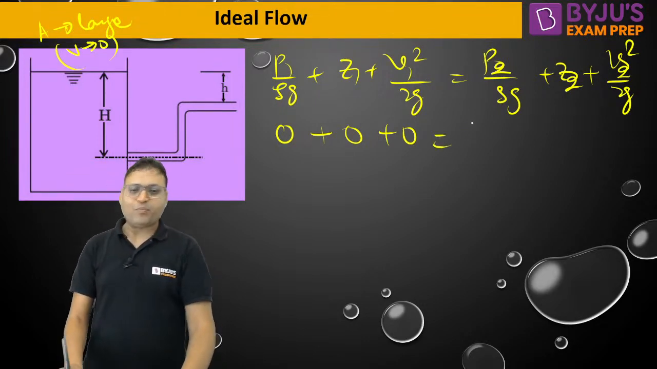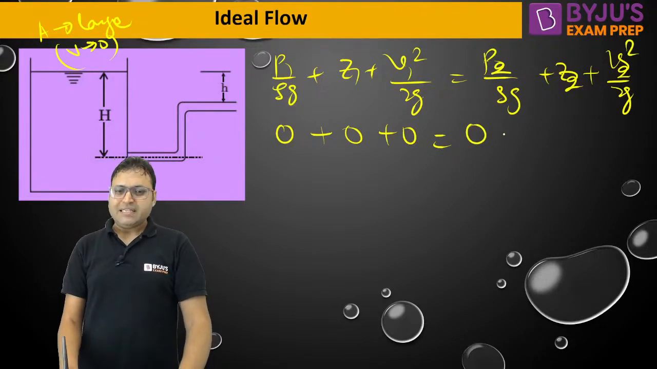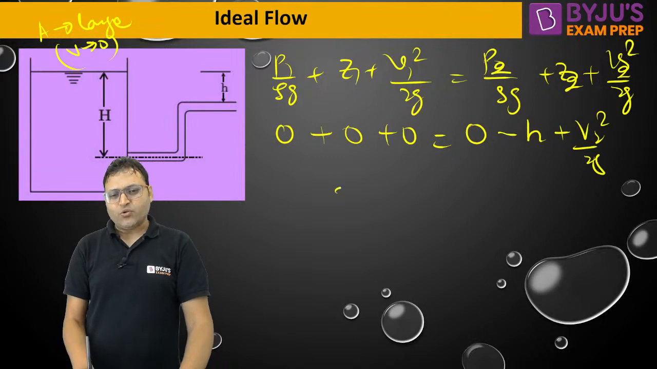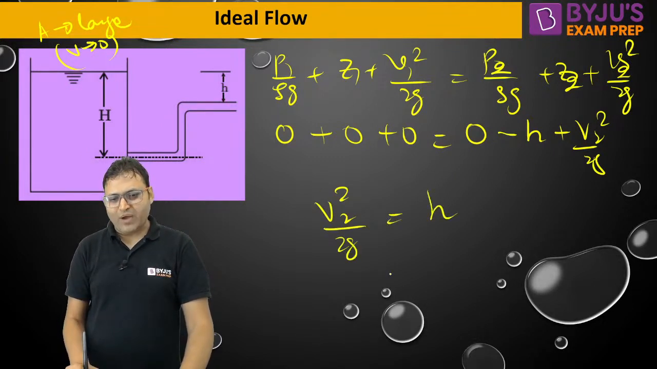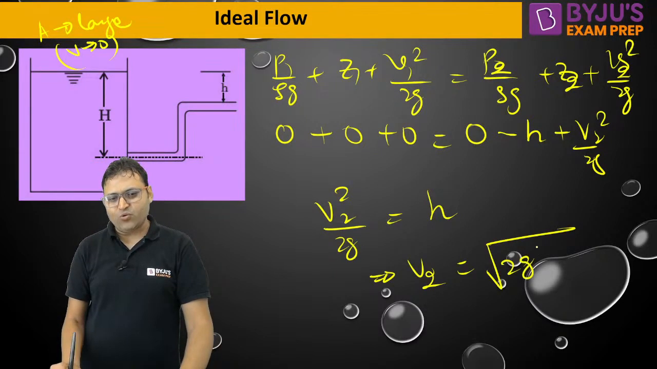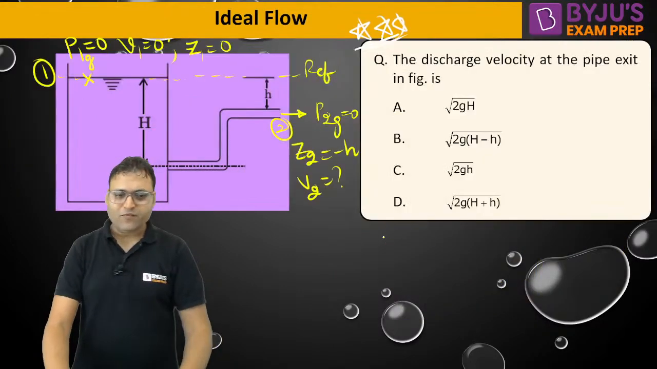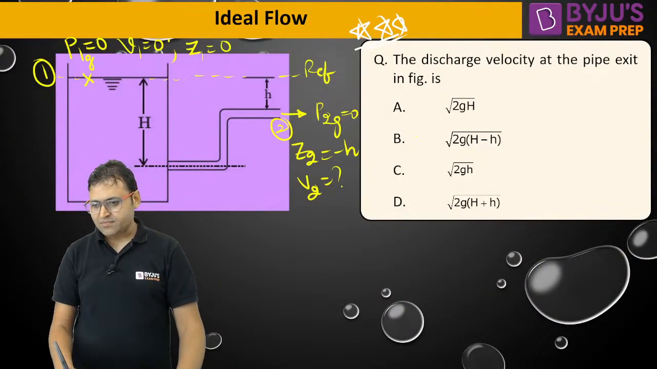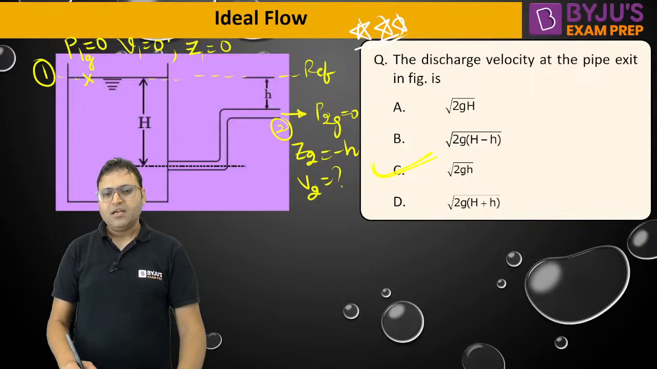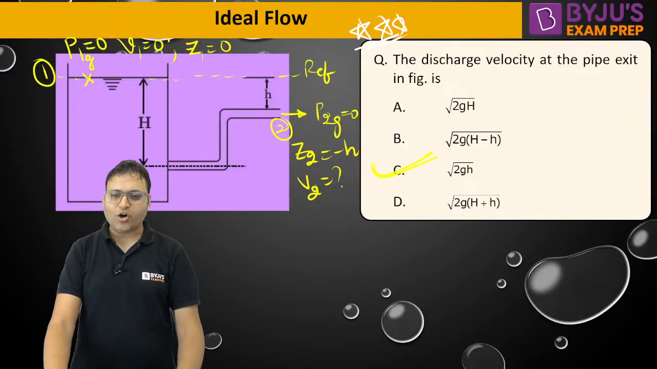P2 is also 0. Z2 is minus h plus V2 square by 2g. So we will get V2 square by 2g is equal to h, or V2 is simply under root 2g h. This is the velocity of flow from the pipe. It is option number C. It is option C. It is not option B.